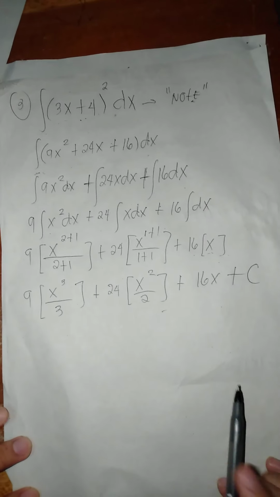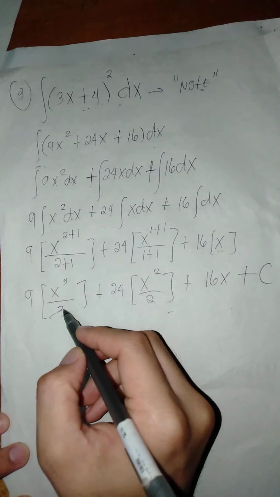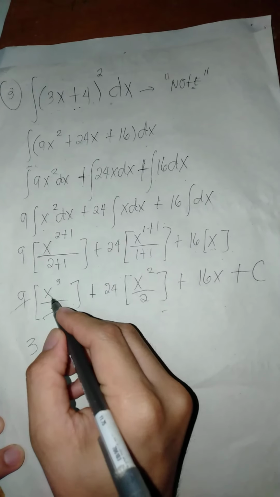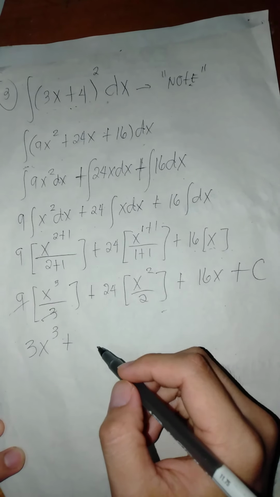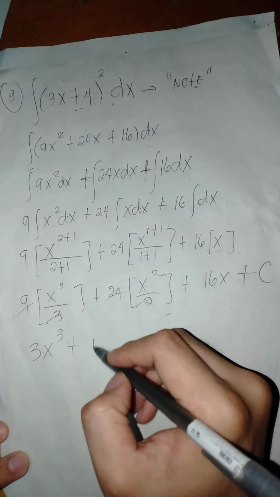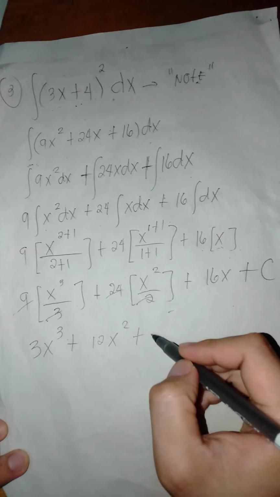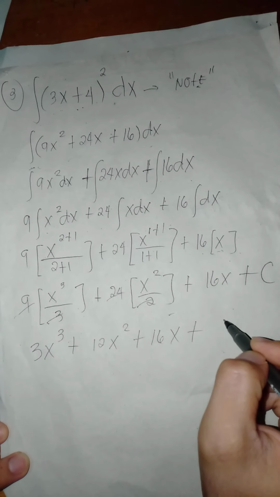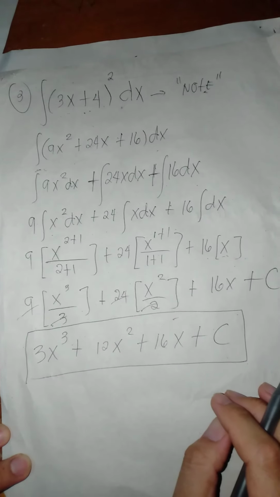Clear? Okay. So, now, magka-cancel, di ba? So, 9 divided by 3, so 3 na lang, multiply by x cube. So, 3x cube plus, 24 divided by 2, so 12 na lang yan, times x squared. X squared na siya. Plus 16x plus c. And, first guys, this is your final answer.